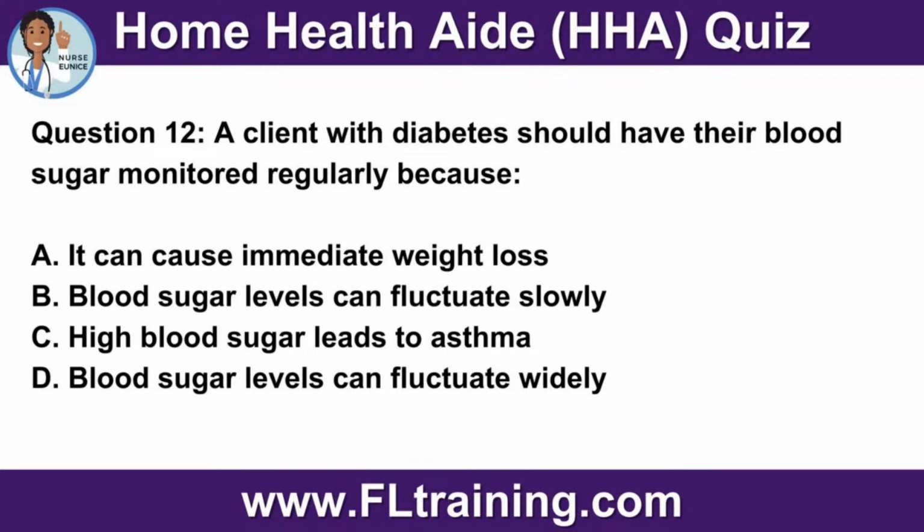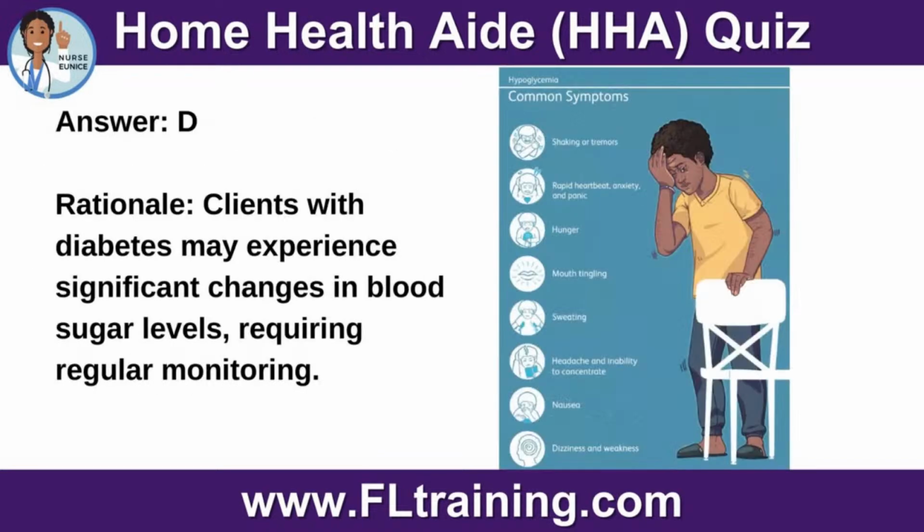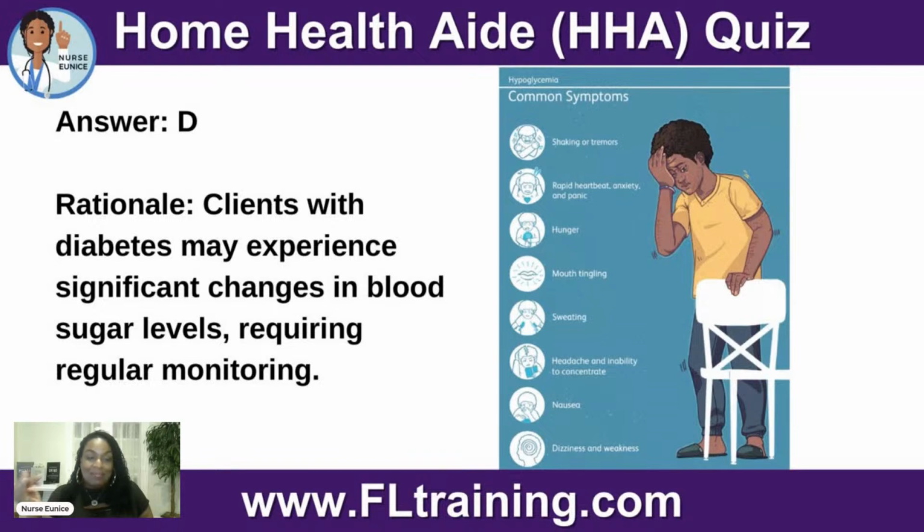So it is not B. Their blood sugars don't fluctuate slowly when they have diabetes. That's why we have you checking their blood sugars before meals and at bedtimes, because their blood sugars are all over the place. That's why they're getting insulin and anti-oral diabetic agents such as glyburide. So clients with diabetes may experience significant changes in blood sugar levels, and that requires regular monitoring.